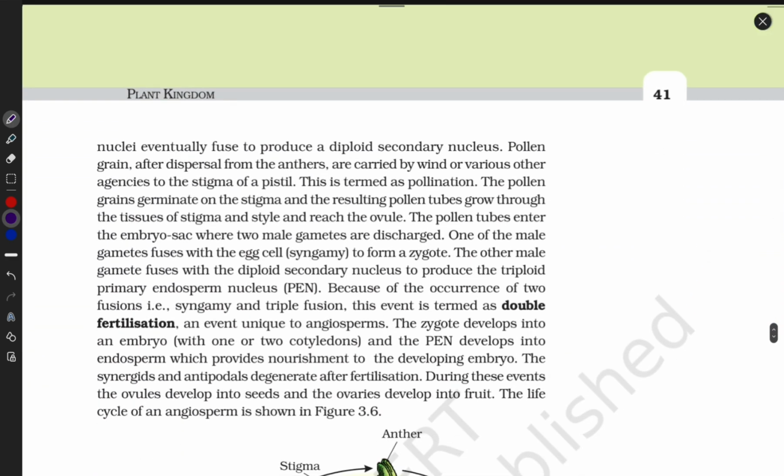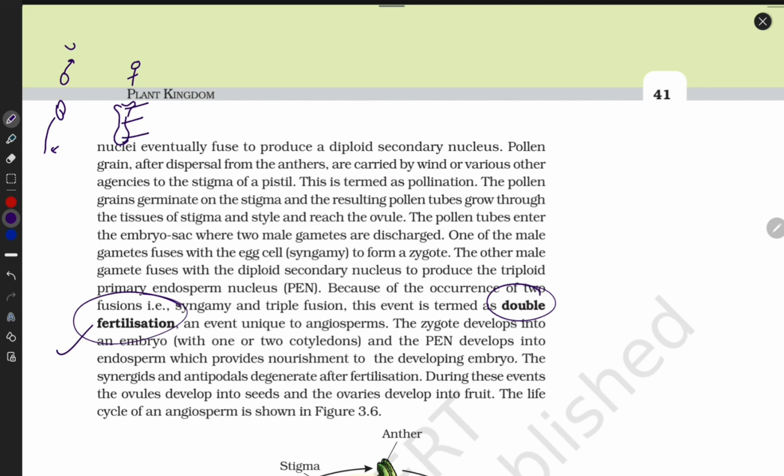Okay, now here they describe double fertilization. Now listen to me carefully. I am drawing a flow chart for you, so you can easily understand what fertilization is and what double fertilization is. You know what the female sex organ is and what the male sex organ is? Guys, here I told you about the anther. This is the filament part, this is the stamen part, and here, look, the ovary part. This is the stigma, this is the style, and this is the ovule.